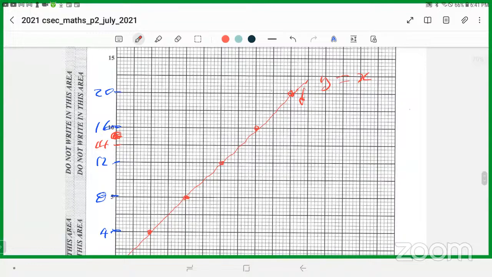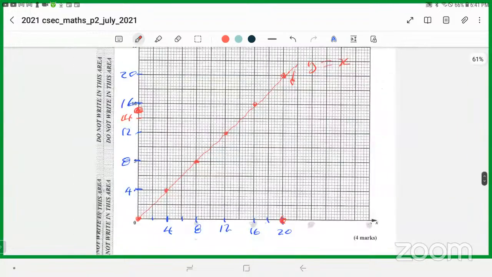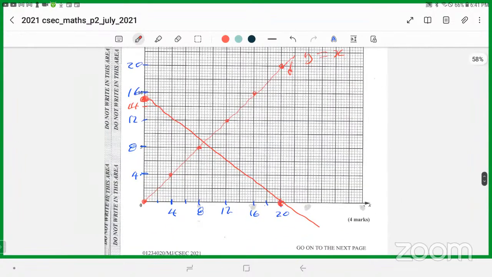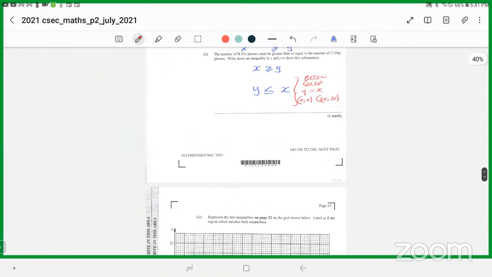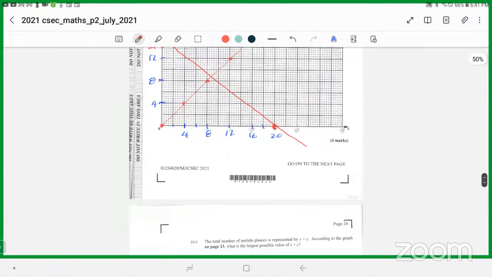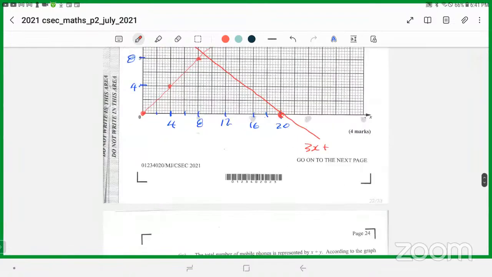All right. Use your ruler and draw that line. You need to see where they intersect. So that is a line, and this would be 3x plus 4y equals 60. It should be 3x plus 4y equals 60.